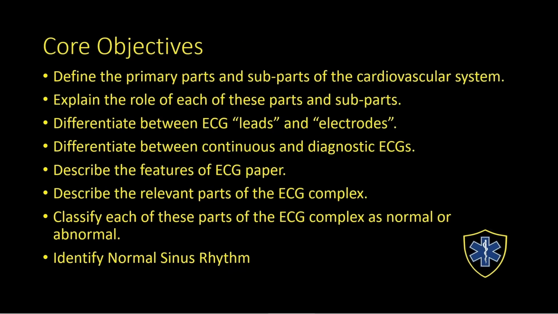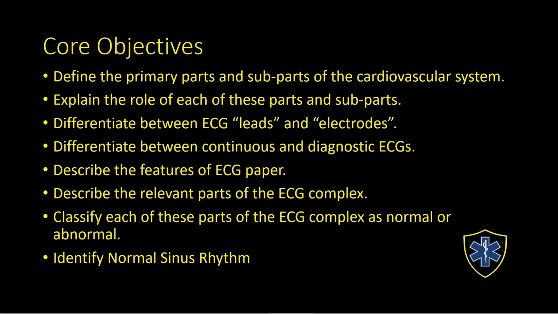We're going to talk about the primary parts and subparts of the cardiovascular system, the anatomy and what makes up the heart and the cardiovascular system. We'll talk about the role of each of these parts and subparts. We'll discuss and differentiate between ECG leads and electrodes. We'll differentiate between continuous and diagnostic ECGs and how they work. We'll get into the features of ECG paper, the actual paper that the tracings are printed on.